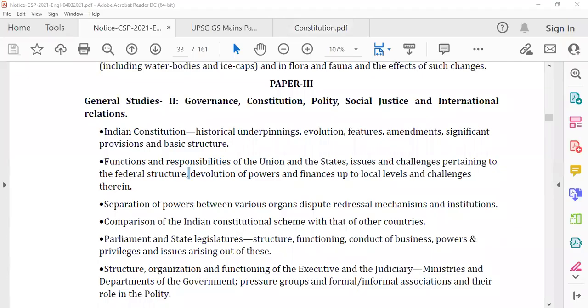Hello everyone, so this is UPSC GS Mains Paper 2 and this is Topic 1, Constitutional Features and Important Provision, Part 3. In the next part of UPSC GS Mains Paper 2, we'll start Topic 2. That is the federal features.